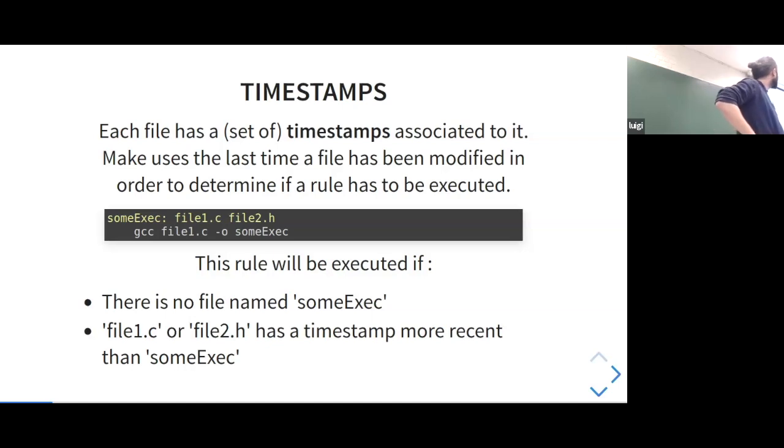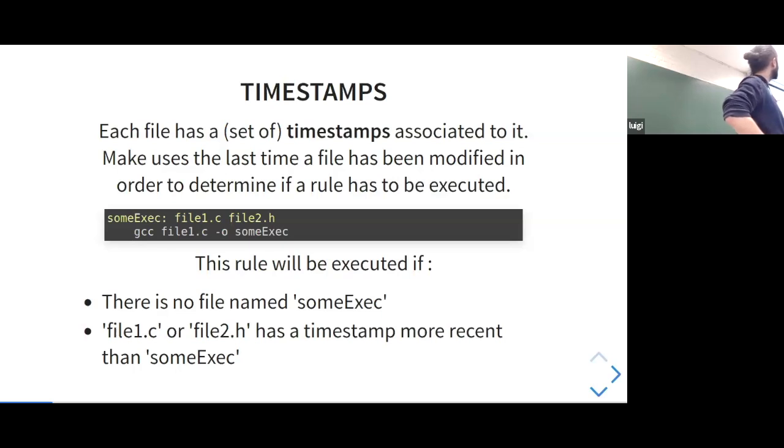Okay. If there is no file called subexec, subexec is an executable, but on any Unix system, executables exist on the file system, so you can see them as files. So if there is no file named subexec, that will be executed whatever else. If there is, Make will check the timestamps of file.c, file1.c and file2.h. If those are more recent than subexec, then it will execute the rule.